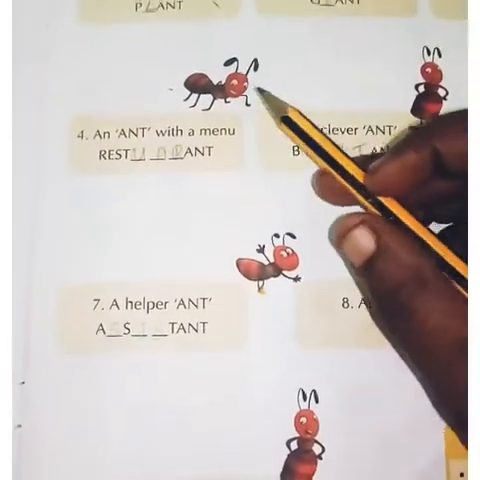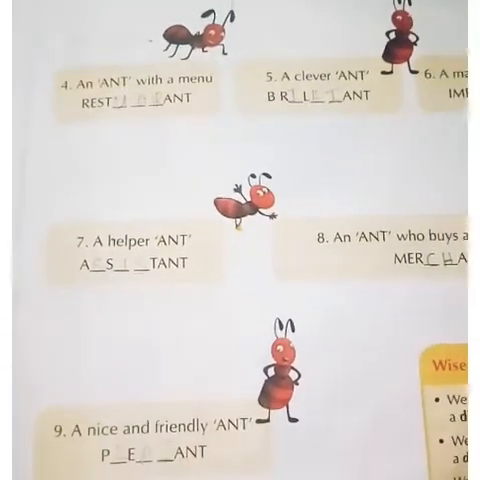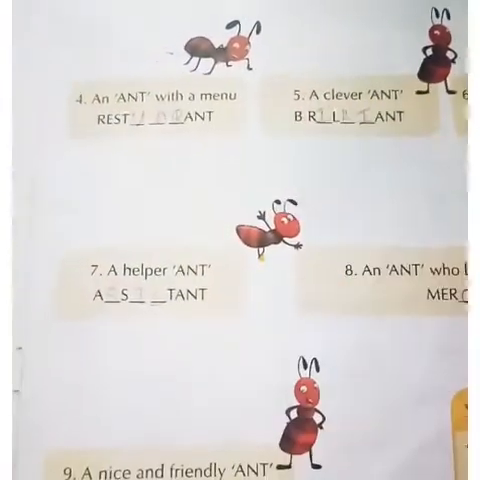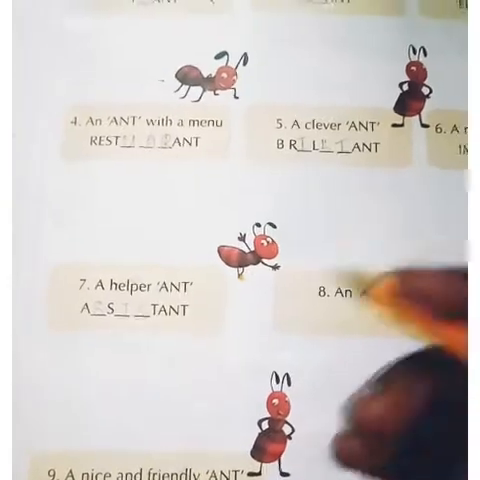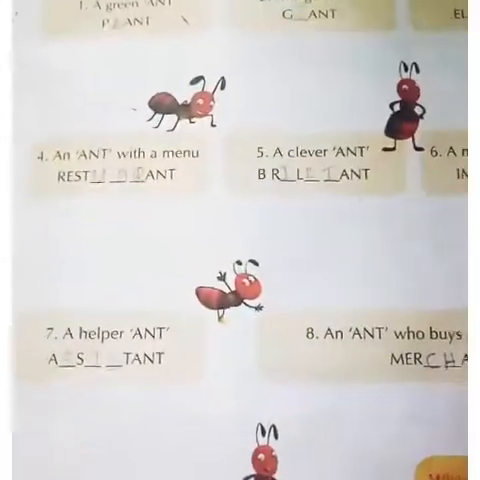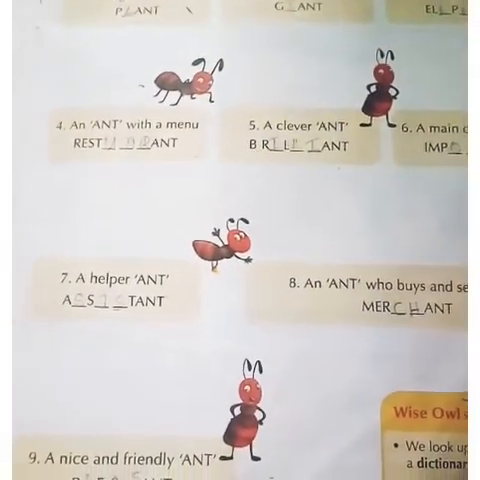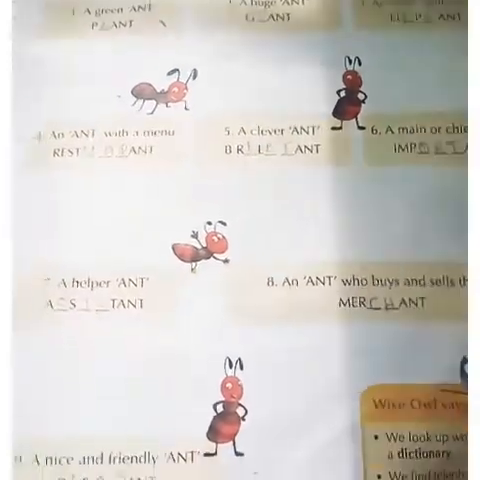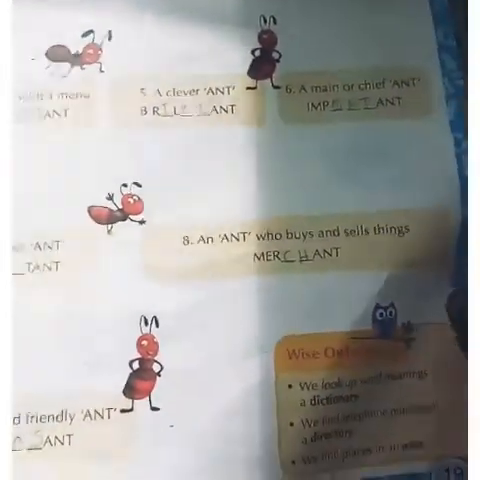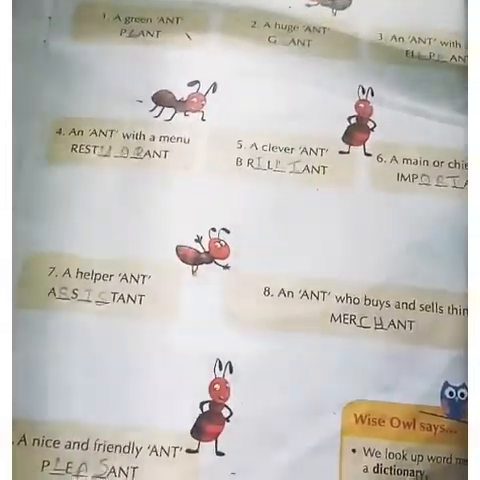A green ant, plant. So the answers, even if they end with "ant", the meanings differ. According to the question, you have to choose and write. Complete it. Before the next class, you complete all these things.